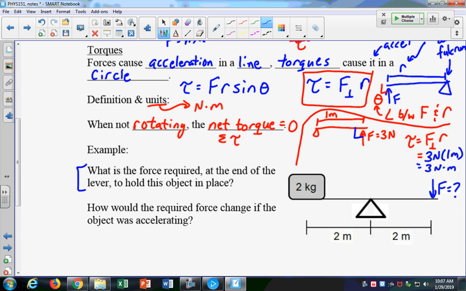So if this is my, oh no, I lost it. This is my lever. I have a mass on this end, pulling down. I want to know what force I must apply on this end. And my own strength. Where did they go?